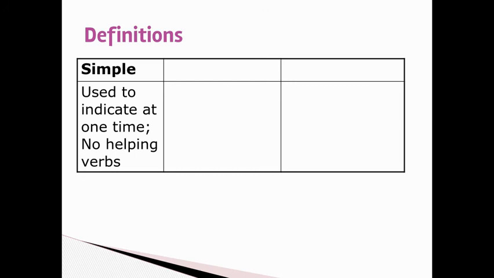Let's talk about some definitions of some verb tenses. The simple tense. The simple tense, again, all these tenses have past, present, and future versions of them. Simple tense is used to indicate it happens at one time. Exception of future, because in the future tense in English, we always add the helping verb will. But other than that, the simple tenses do not use any kind of helping verbs.